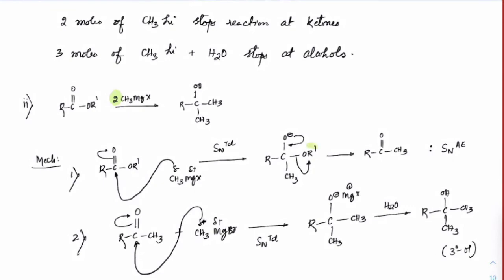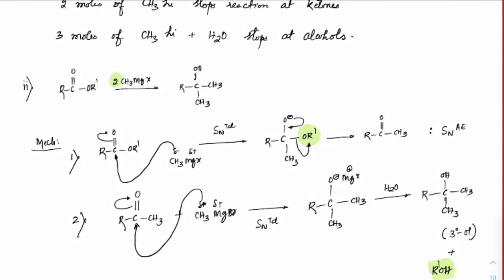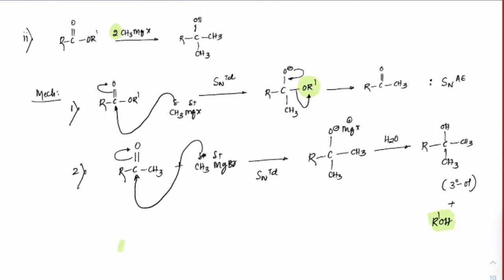If you check it out, R dash O minus, which has come out, that is also present in the final solution as alcohol, right? In short, I can say that if R is hydrogen in esters, we will get second degree alcohols. If R is alkyl or aryl, anything, we will get 3 degree alcohol.